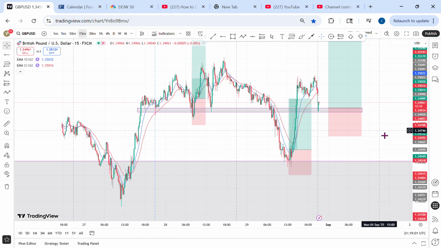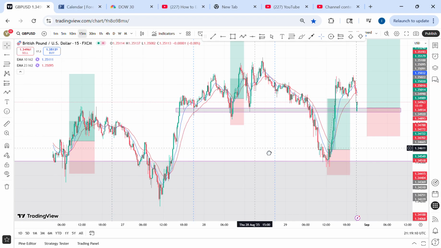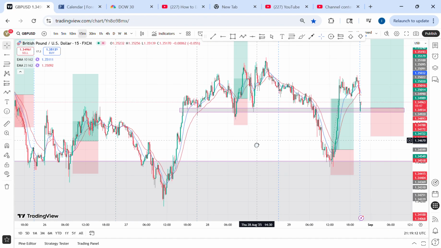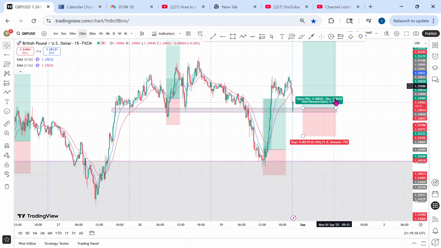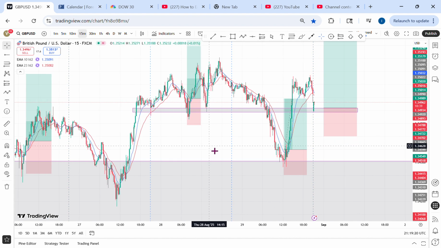On the GBPUSD, we're still looking for a buy, for market to keep pushing up to the upside. This is my analysis on GBPUSD. We're looking out for a buy opportunity. So that's all for now. Let's go for gold.